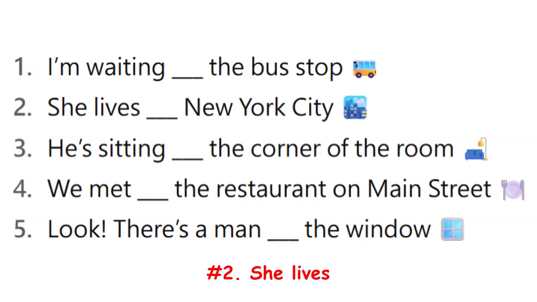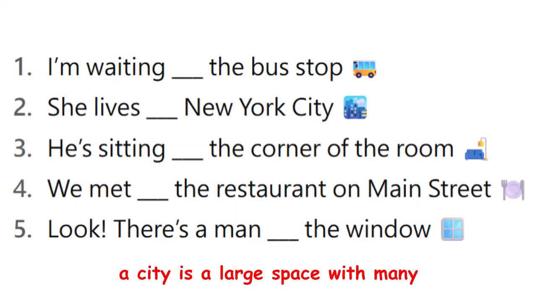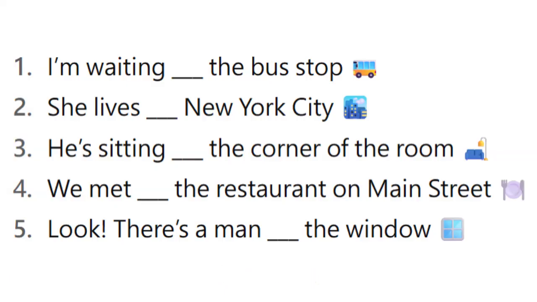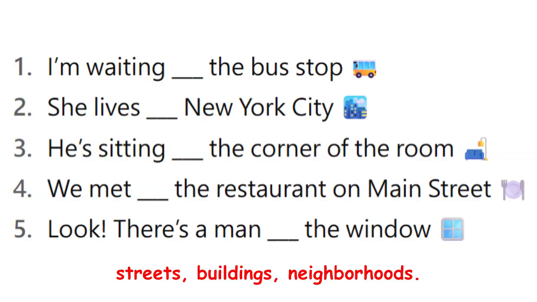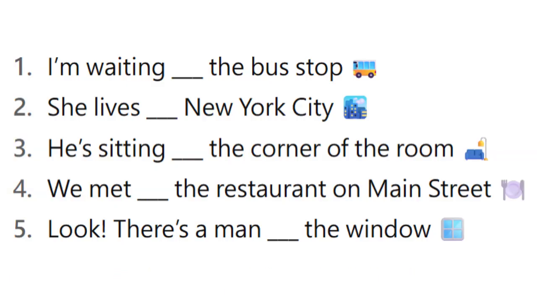Number two, she lives blank New York City. Here we use "in." A city is a large space with many boundaries. Streets, buildings, neighborhoods. So we say someone lives in a city.